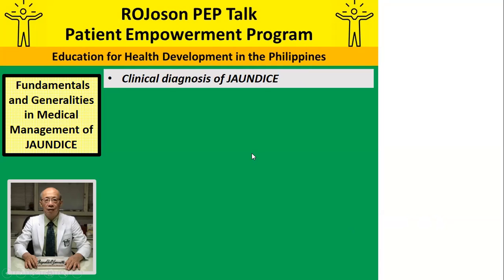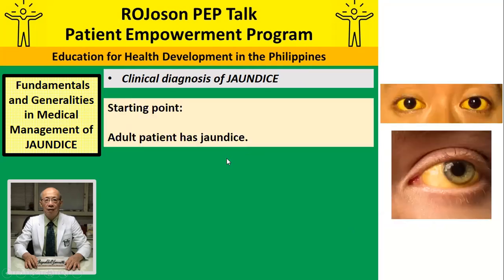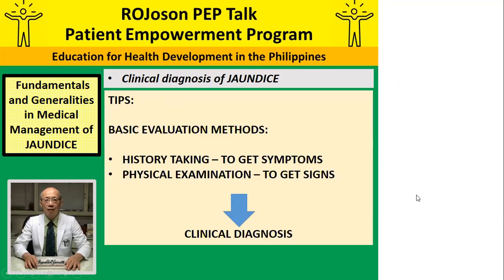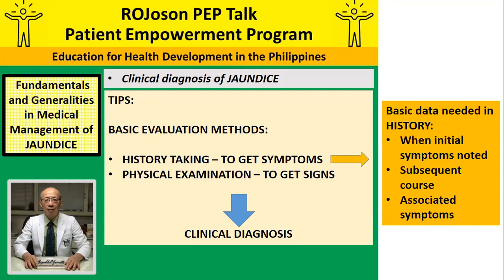Clinical diagnosis of jaundice. So a starting point in evaluation of a patient, an adult patient. Let's start with an adult patient having jaundice, yellowing of the white of the eyes. So tips in how to do the clinical diagnosis: we have to make use of the history taking to get the symptoms and do the physical examination to get signs. And then we process this data to get to a clinical diagnosis.